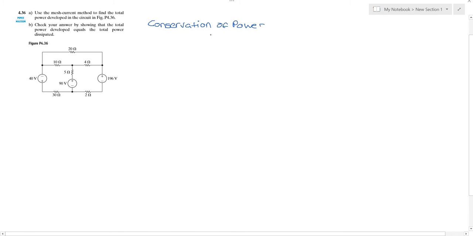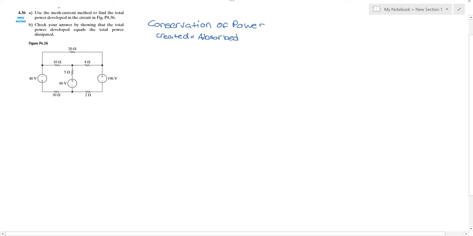Essentially what this means is that whatever power is created has to equal the power that is absorbed within the circuit, right? This is actually a law: conservation of energy, conservation of power. Therefore, whatever is created within this circuit here has to be absorbed by itself, essentially, right?